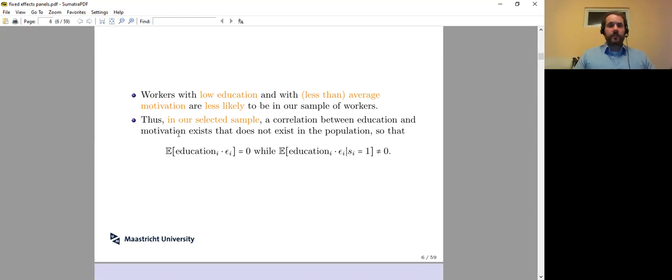Thus, if you follow that logic, in our selected subsample there is a correlation between education and motivation. Remember, motivation is hidden in the error term, and this correlation does not exist in the population. So if we had a random sample from the population, everything is fine, OLS works. However, in our selected subsample, education is correlated with the model error, and therefore this condition holds. Basically, OLS will be inconsistent because in our subsample we have endogeneity.